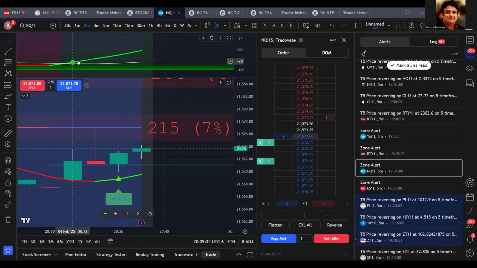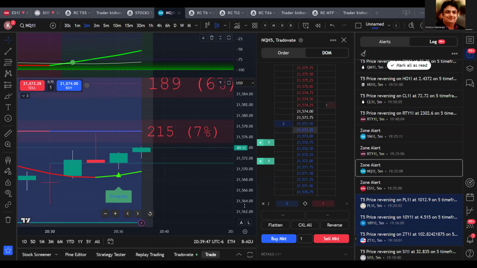So your T5 is green, your T5 is green. There is a lot of gap. Whenever you see a red candle, that's a good opportunity to go long again. So again it will go up. Again if it drops, we can enter long one more time.